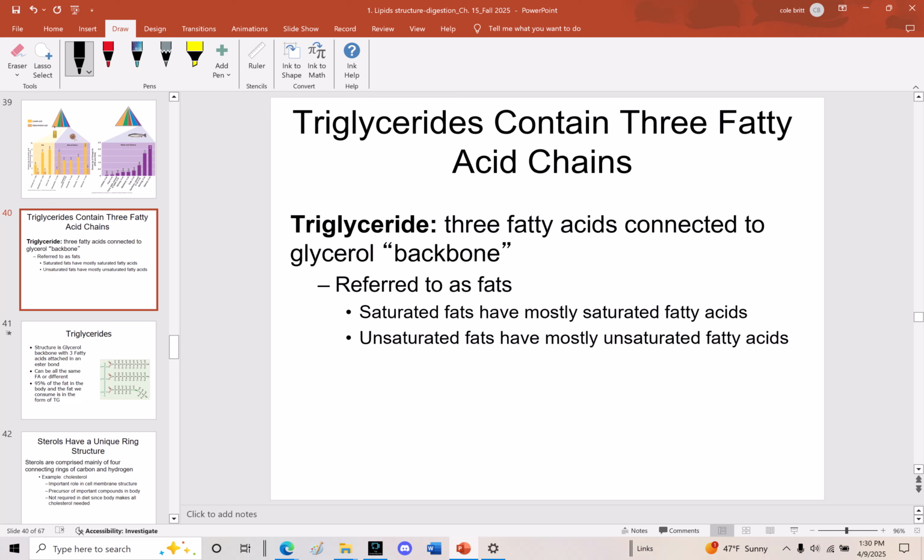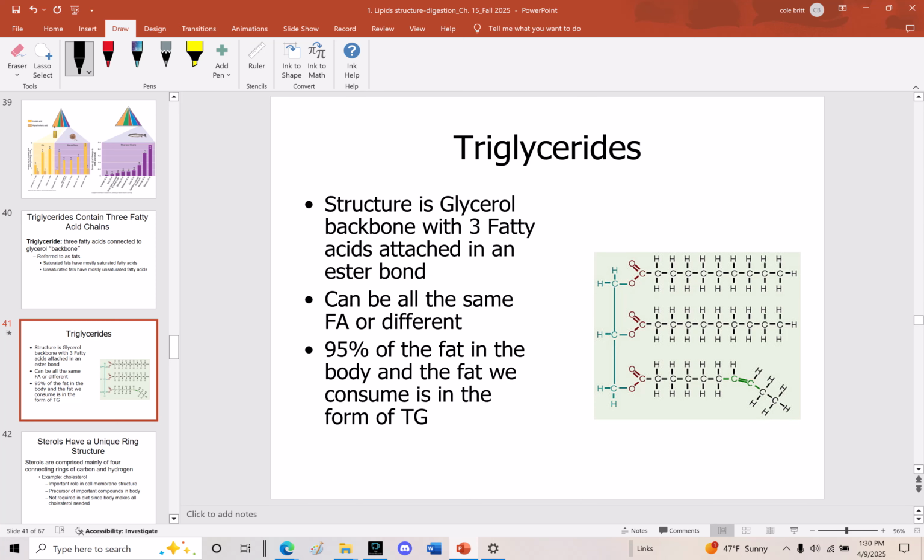All right, so again, triglycerides, here's a better visual of it. You have the glycerol backbone here, 3 carbons there. You have the fatty acid chains, 1, 2, 3. You can see the long chain is that long hydrocarbon. These 2 happen to be saturated, and this one happens to be unsaturated down here. So you can have saturated or unsaturated in your triglyceride. They can be all unsaturated or all saturated or a mix of both.